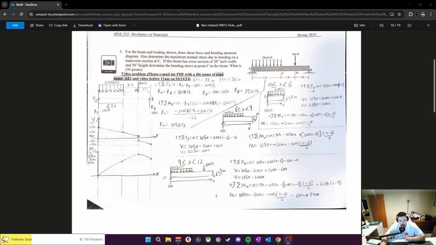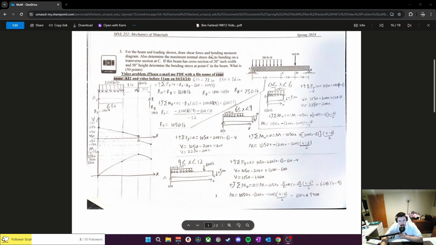You also add a reaction force going up from the bottom of A, the reaction at A, and you also put a reaction force on B. A has a reaction because it's a pin, and B has one because it's a roller.